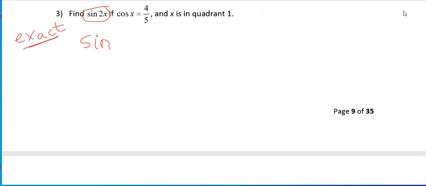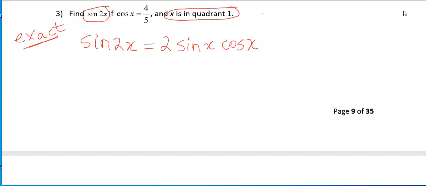Sine of 2x. Now, this is the double angle for sine, you see. So the formula says that's equal to 2 sine x multiplied by cosine x. That's what it tells us, isn't it? It also tells us that this angle x is in quadrant number 1. So what I'm going to do here is make another simple little diagram like I did previously.